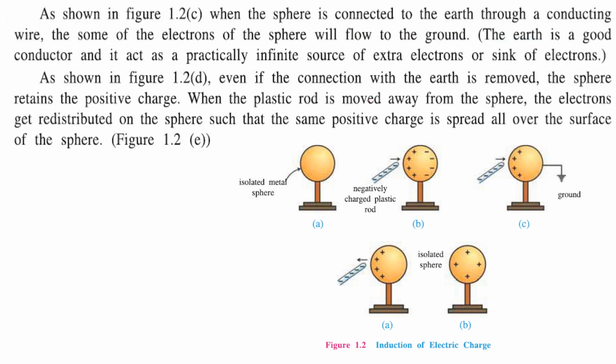So the same thing which I showed here is the way we induce the charge. We are just trying to liberate this object from the electrons by grounding, and all the electrons will go to the ground, only positive will remain. So if you remove the grounding, only this globe or object will be retaining the positive charge. This is induction of electric charge.